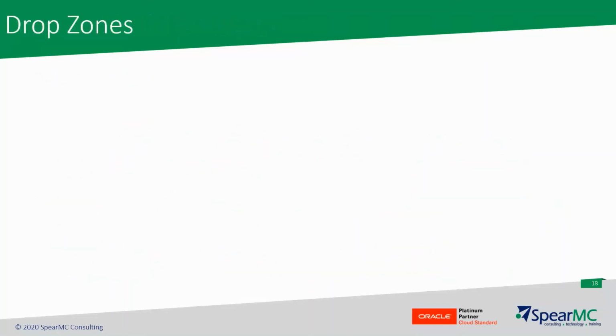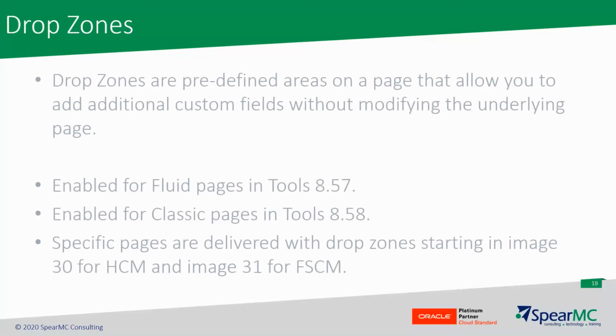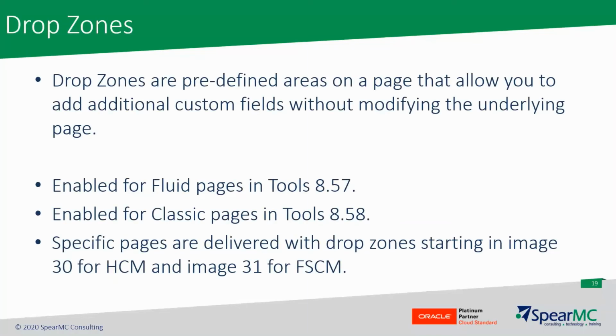So far, we've looked at how to take away fields or alter the views of pages via Page and Field Configurator. What if we want to add data elements? For that, we can use drop zones. Drop zones are predefined areas on a page that allow you to add additional custom fields without modifying the underlying page. For example, you may need to capture additional data elements. Drop zones are enabled for fluid pages in PeopleTools 8.57 and for classic pages in 8.58. Once you upgrade PeopleTools, you can take advantage of the application image updates that provide the drop zones. Specific pages are delivered with drop zones starting in image 30 for HCM and image 31 for financials. PeopleBooks has a listing of all those pages.